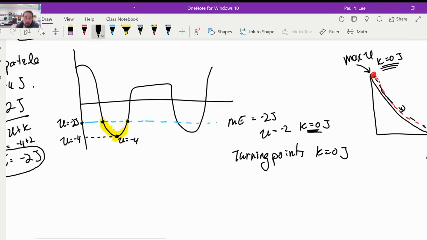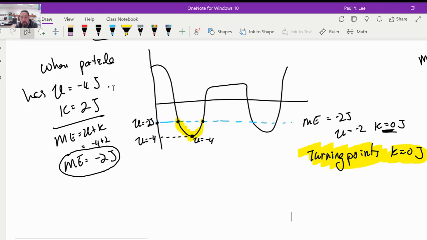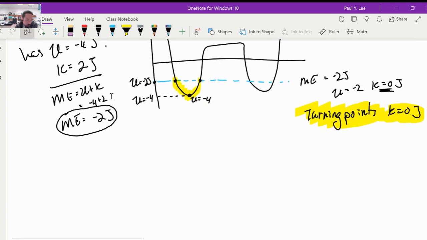All right, so we just talked about turning points, and in terms of vocabulary, you'll see questions about where your turning point is. In order to figure out your turning point, you have to figure out when your kinetic energy is equal to 0. And when your kinetic energy is equal to 0, you have your turning point, and that can only come from figuring out your total energy, or your mechanical energy.